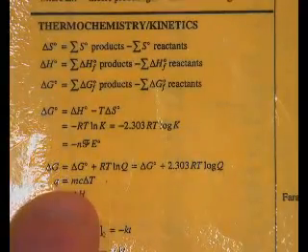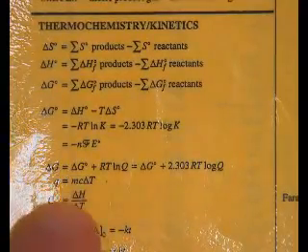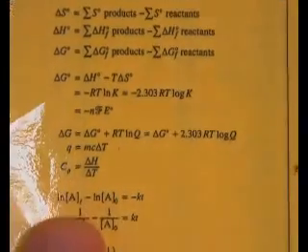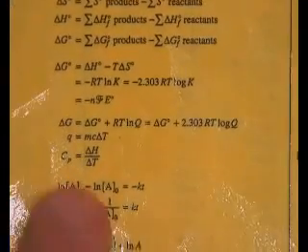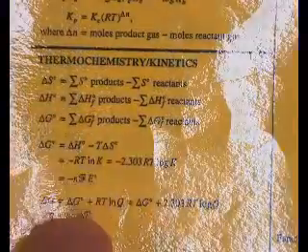And then they give you the old q equals mc delta T equation, the specific heat capacity equation, and then down here were some kinetics equations too. But a bunch of these are available to you right here. Get used to using this equation table to help you solve those things. Good luck with your thermochemistry problems.